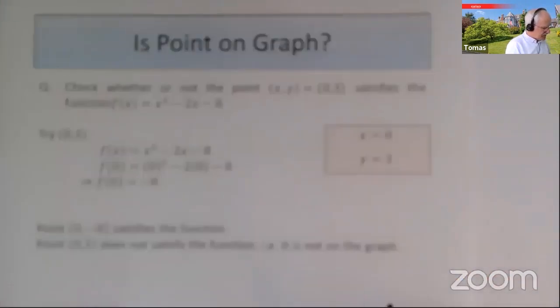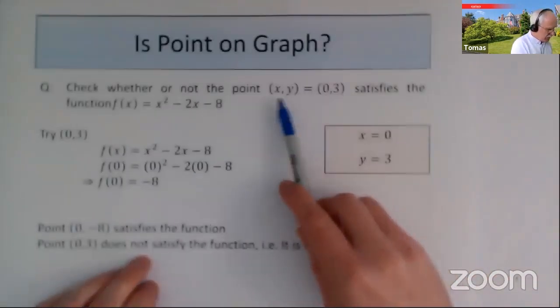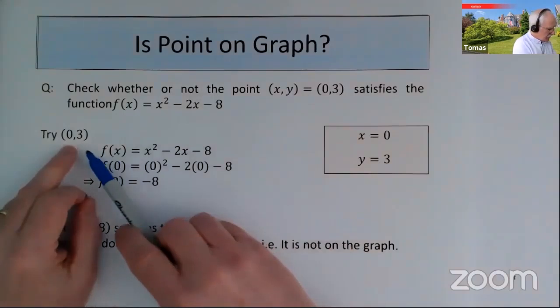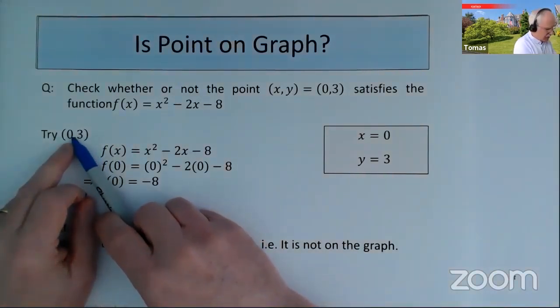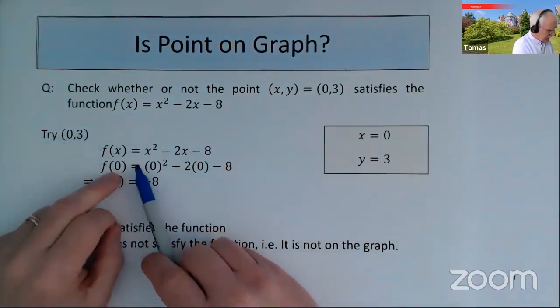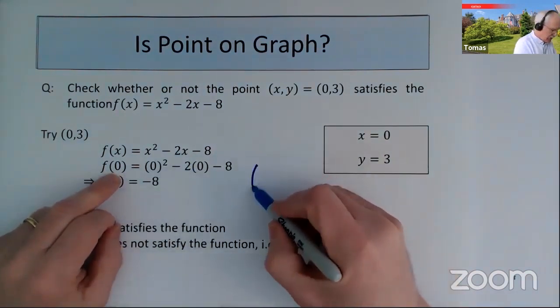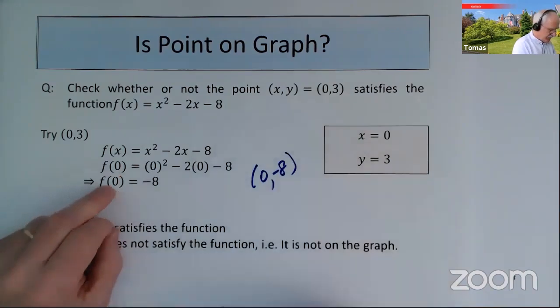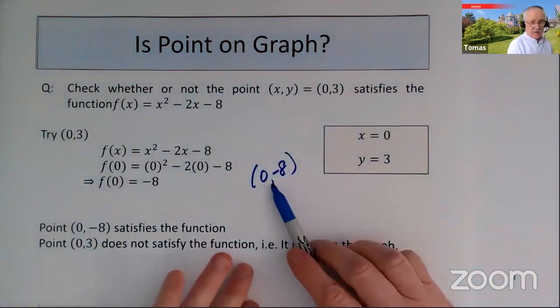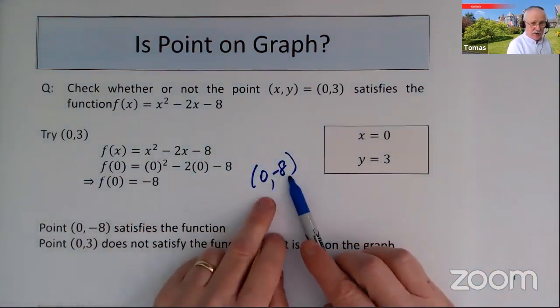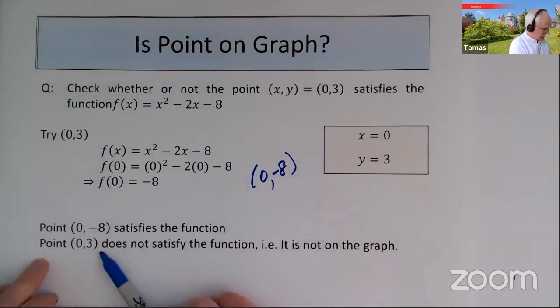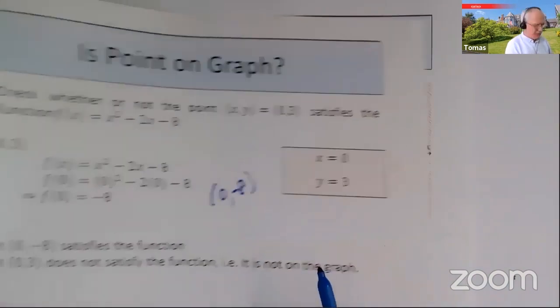Well, what you do is you say, let's check the point (0, 3), is it on it? Well, let's try the value where x is 0. So when x is 0, we get 0 squared minus 2 times 0 minus 8, or we get the point (0, minus 8). Well, this is saying that when x is 0, the y value is minus 8, not 3. So (0, 3) is not on the function.